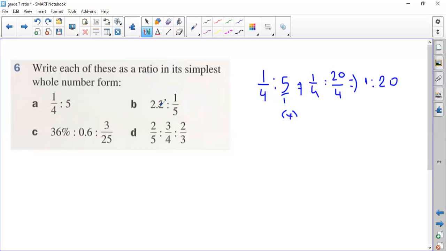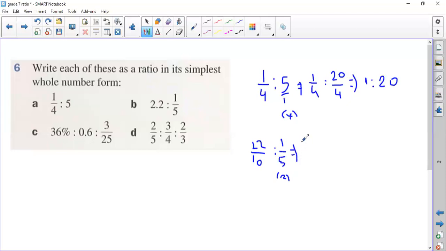At the second one, we can do the same thing. We can write 2.2 as a fraction if you want, or we can write 1.5 as a decimal. I prefer to write 2.2 as a fraction. So 2.2 will be 22 over 10. Okay, 22 over 10 to 1 over 5. I can equalize the denominators. It means I can make 5 into 10 by multiplying the fraction with 2. Okay, enlarging the fraction with 2.